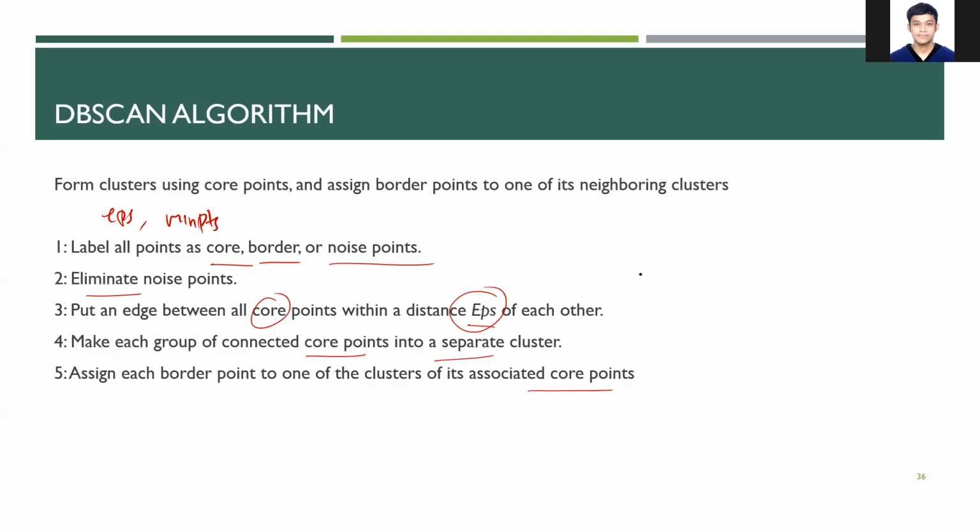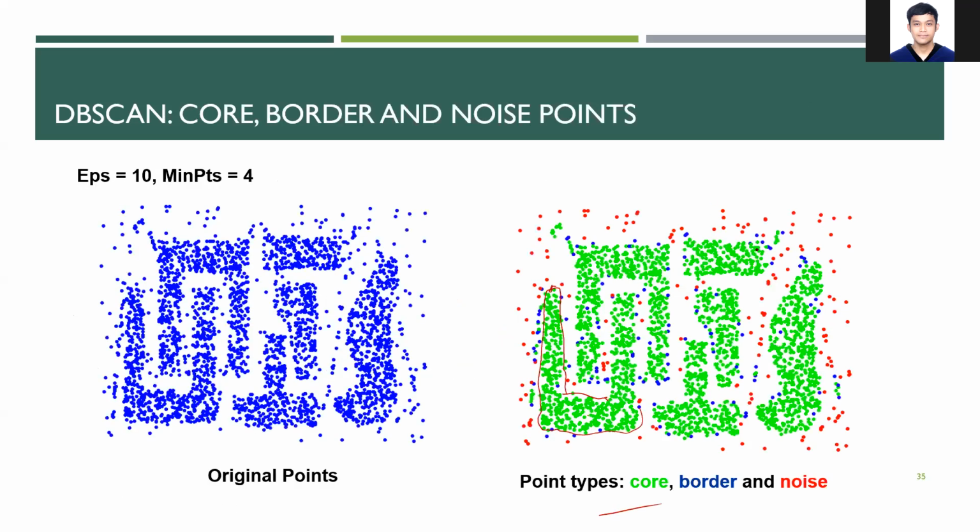So simply, we focus on which one is the core point. For example, this is the core point, and this is also a core point. Then we determine which one is the border point. After we identify the core points, we identify the border points. Then we eliminate all the noise points.